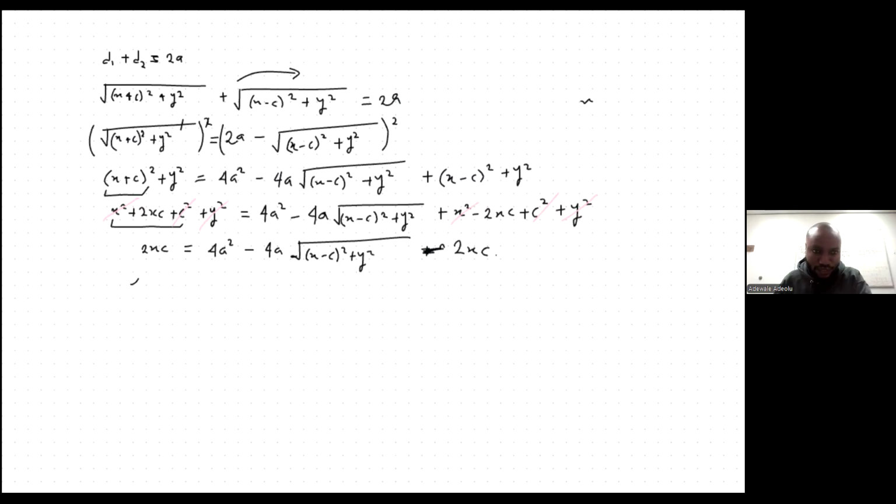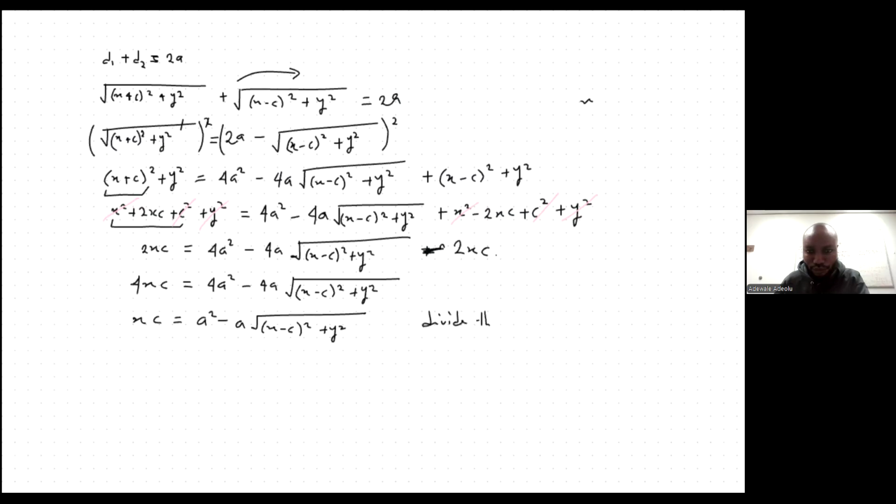So that is 4xc equals 4a squared minus 4a times the square root of x minus c squared plus y squared. I can divide all through by 4 since 4 is common to each term. So that is xc equals a squared minus a times the square root of x minus c squared plus y squared. So yeah, I divide through by 4.